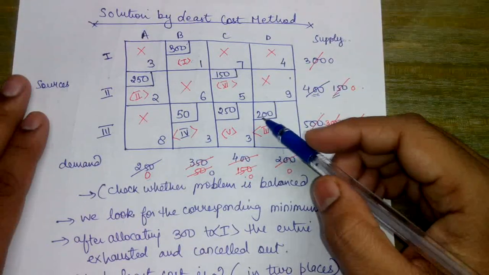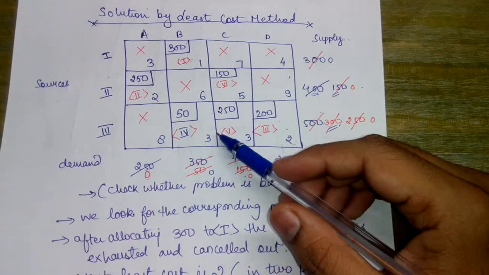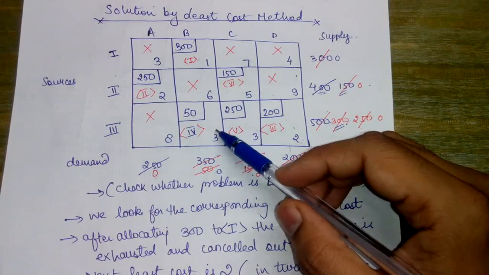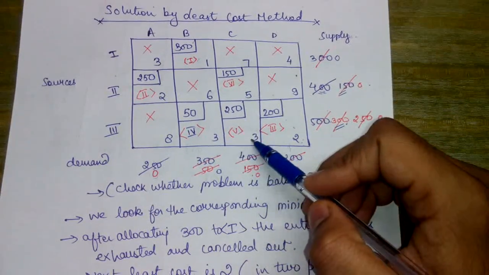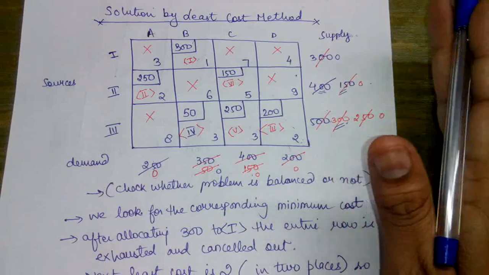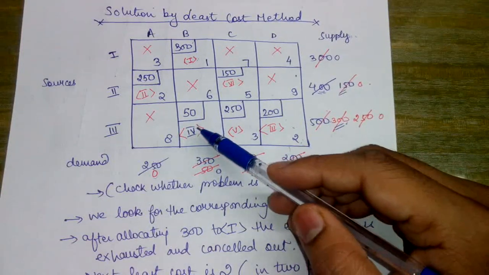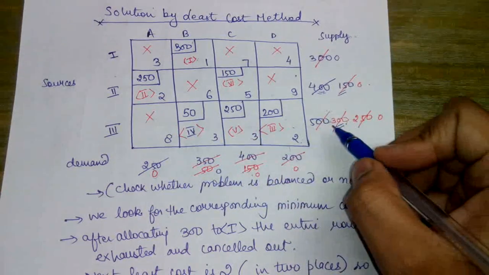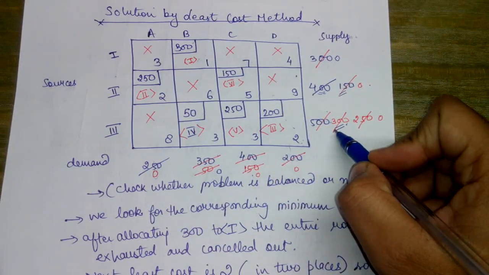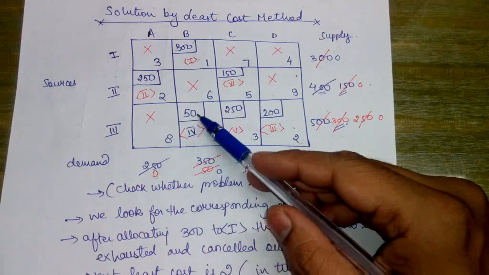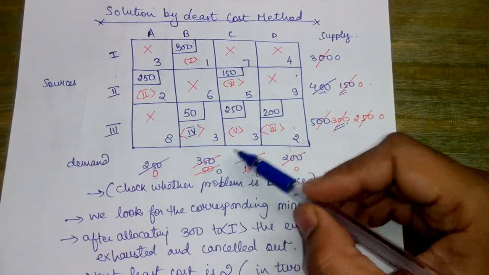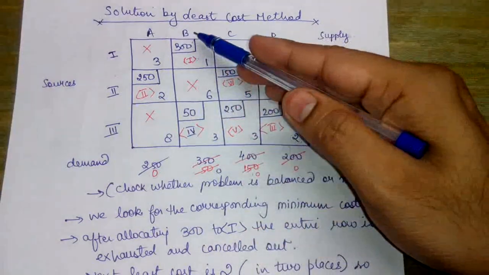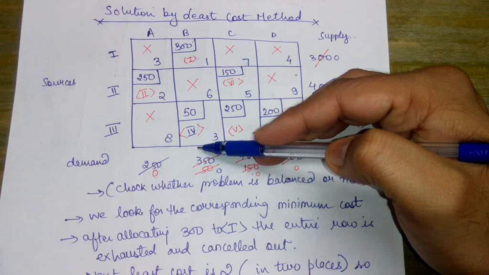Okay, now what is left? The next least cost is 3. So 3 is here also, 3 is here also. You can allocate any of these first. So what I have done is I have done here first. So demand is of 50, supply is of 300. So what we will do is we will allocate only 50 here, and 50 minus 50 becomes 0 and 300 minus 50 becomes 250. So this entire has been allocated now.